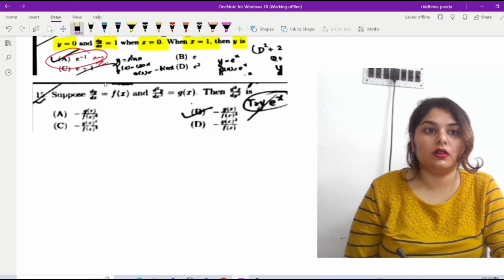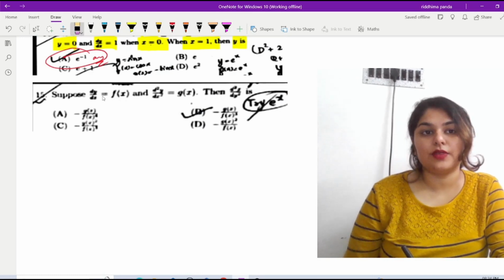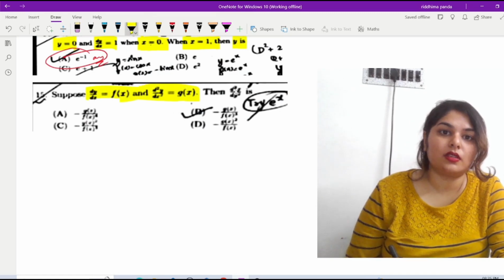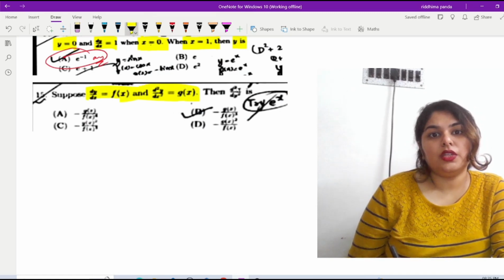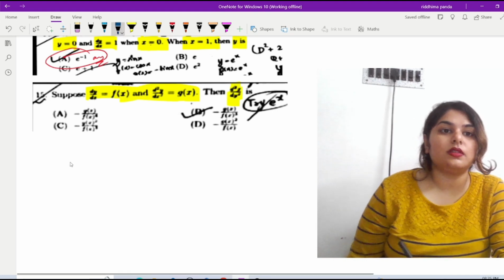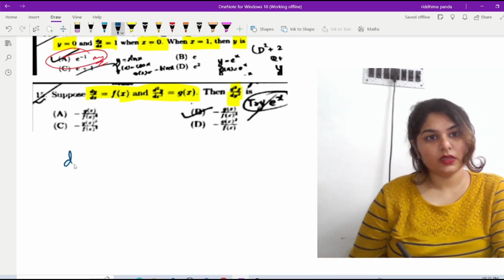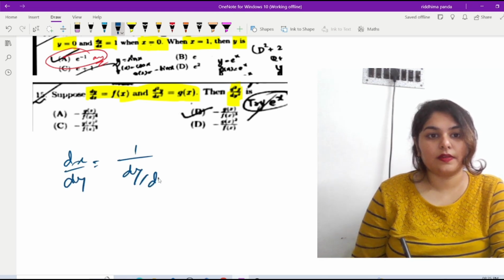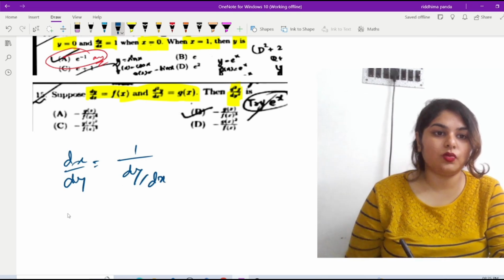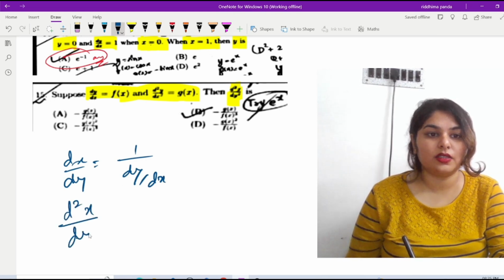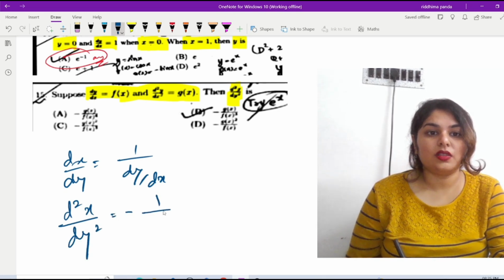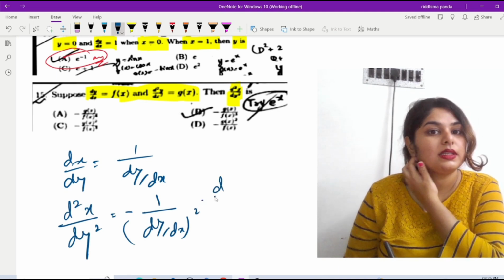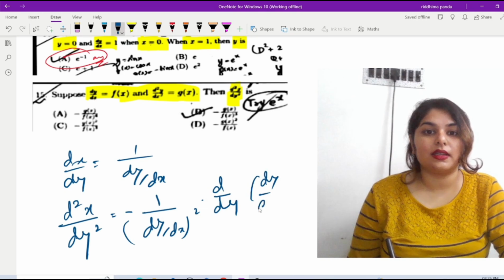Question number 15: we are given dy by dx is equal to f(x) and d2y by dx square is equal to g(x), and we have to find out d2x by dy square. So let us first write down dx by dy. Dx by dy can be written as 1 by dy by dx. Now let us differentiate this with respect to y. So we get d2x by dy square is equal to minus of 1 by (dy by dx) whole square, and d by dy of dy by dx.